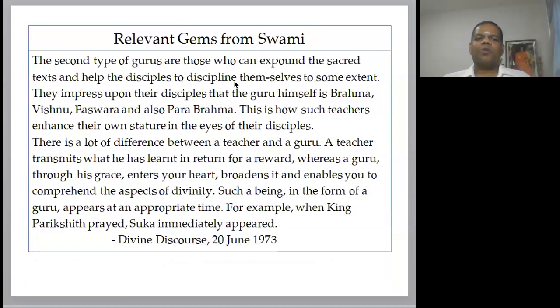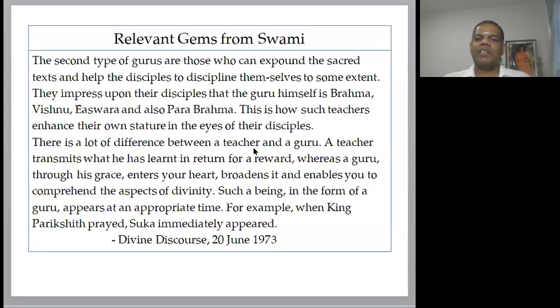The second type of gurus are those who can expound the sacred texts and help the disciple to discipline themselves to some extent. They impress upon their disciples that the guru himself is Brahma, Vishnu, Ishvara, and also Parabrahma. This is how such teachers enhance their own stature in the eyes of their disciples.